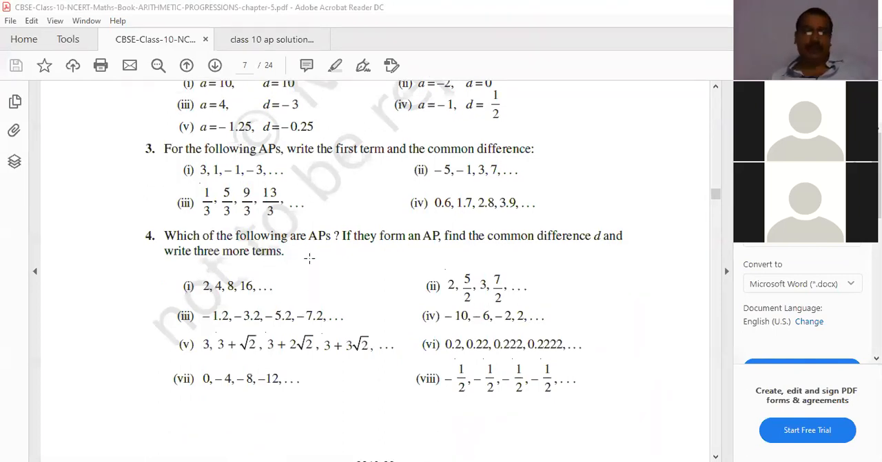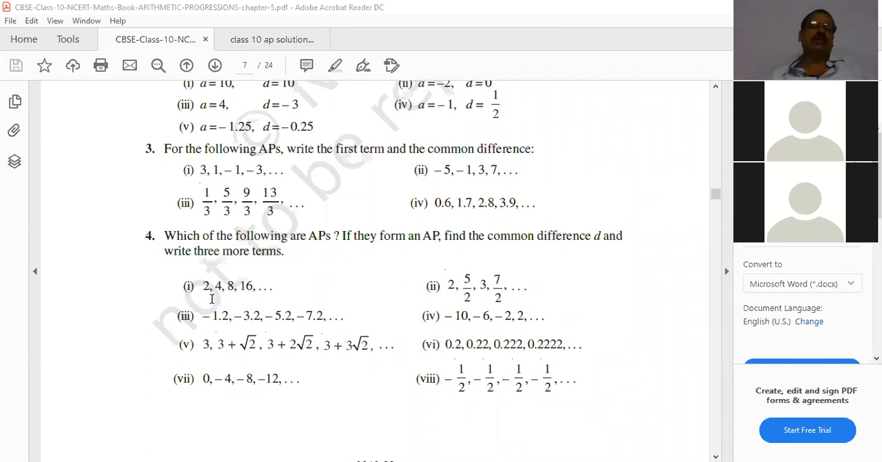Now you see the fourth one. Which of the following are APs? You have to tell first whether they are APs. If they form an AP, find the common difference and write the next 3 terms. Is it okay? Now first one, is it an AP or not?